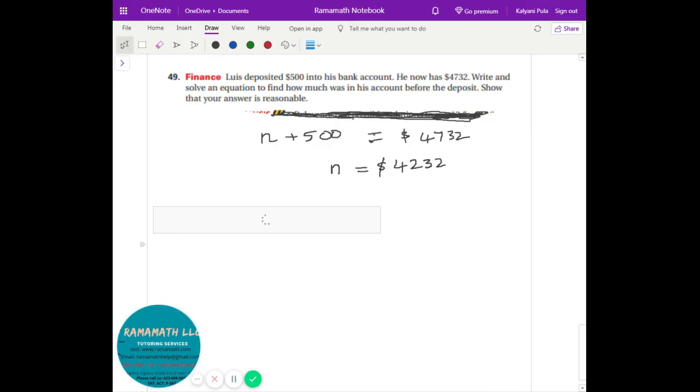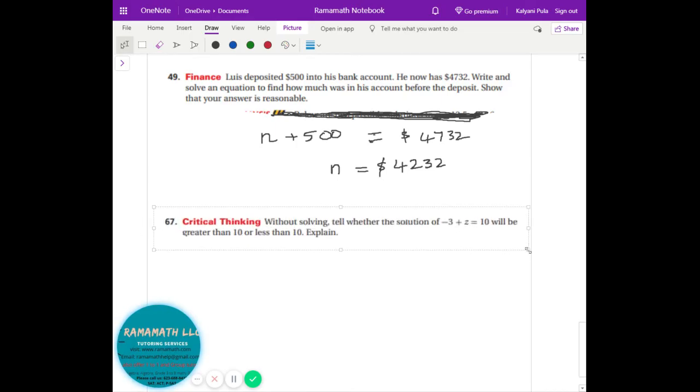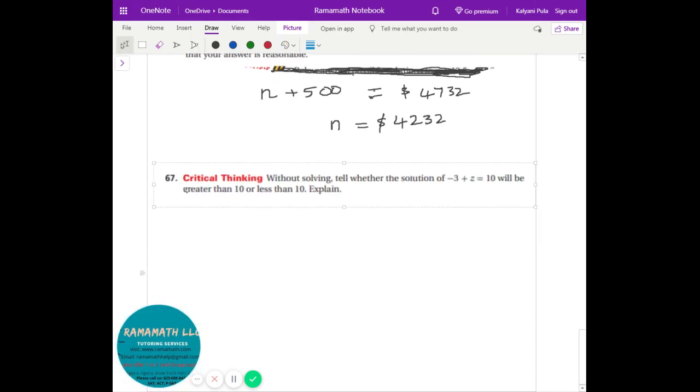Simple in the sense that you have to think what could be the answer. So in this question, I'm going to read it for you guys. Without solving, tell whether the solution of -3 plus z equals 10 will be greater than 10 or less than 10. And then we need to explain. So the z is going to be greater than 10 or less than 10. So think about it.